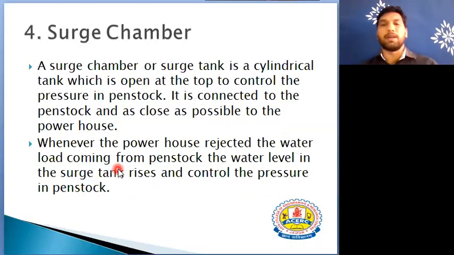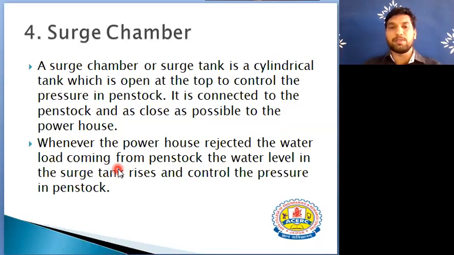Next is the surge chamber. As we have discussed in the previous portion, if there is a sudden decrease in electricity demand, we have to close the turbine control gate immediately. So there will be a backflow of water in the penstock, and the water hammer condition may arise. And it may burst the penstock. To resolve this problem, we have to construct the surge tank.